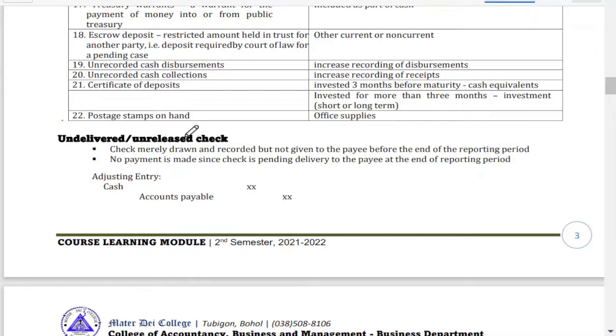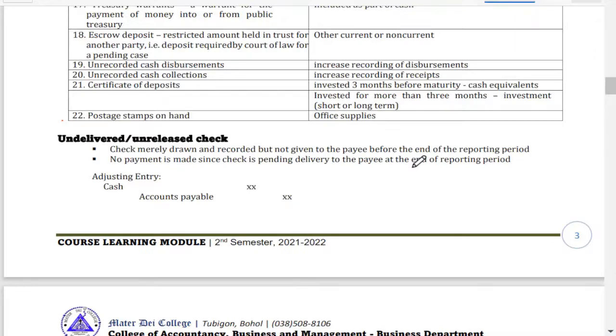So if the payment was not received by them, hindi pa rin tayo nakakapagbayad. But when the checks were written, they were recorded in our books as debit to accounts payable and then credit to cash. Again, when that check was written, nag-debit na sa accounts payable and nag-credit na sa cash. So, on paper, na-reduce na yung balance natin sa cash because of the check written.